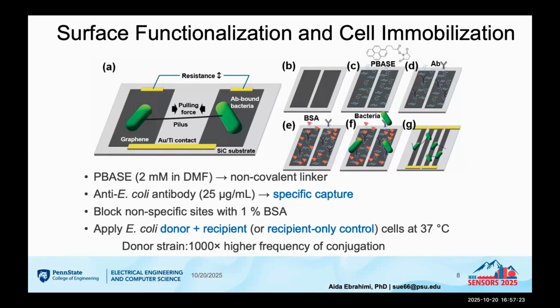There was some engineering, which my colleague in food science did. Using BSA, we blocked the non-specific bonding, and then applied the donor plus recipient or recipient-only control bacterial cultures. Then at 37 degrees C, which is the usual temperature for bacteria culture, we continuously monitor the resistance. And by the way, the donor strains we validated using PCR as well as some optical imaging. They expressed 1,000 times higher frequency of conjugation, which was consistent with the Clark paper, the PNAS paper.